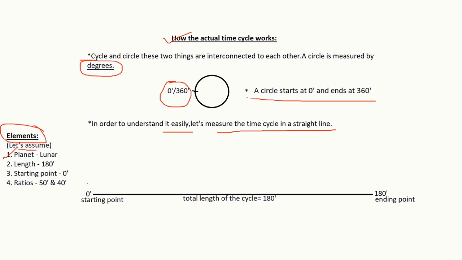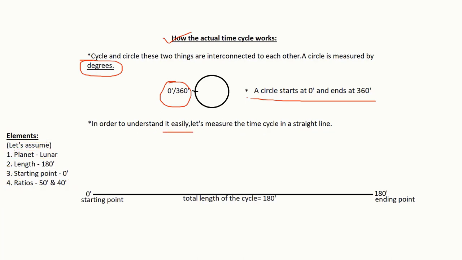Element number one is the planet, which is lunar, a single planet cycle. Next element is the length. So let's assume our length is 180 degrees. Element number three will be the starting point. All right, let's assume our cycle starts from 0 degree. And the last and the final element is the ratios. And let's assume the ratios are 50 degrees and 40 degrees.